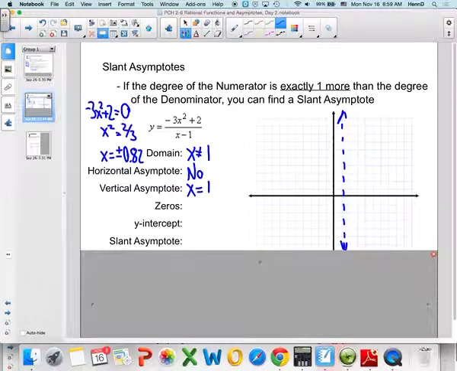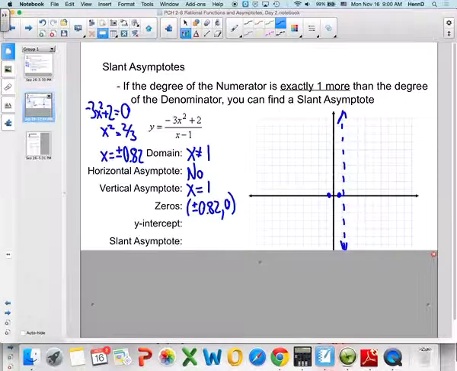Okay. So watch this here. My zeros are going to be at 0.82 and negative 0.82. Now that's interesting. Both of them are on the left side of that vertical asymptote. So we have the points plus or minus 0.82, 0.